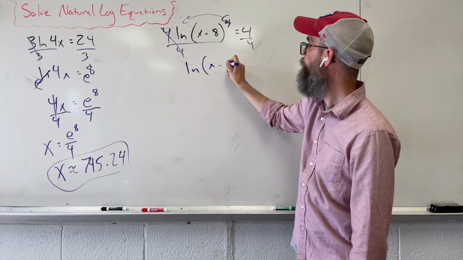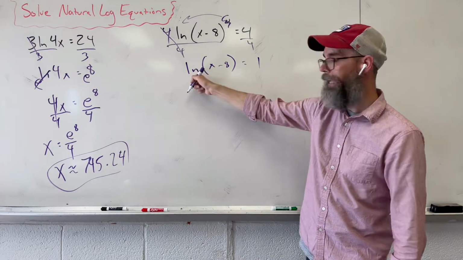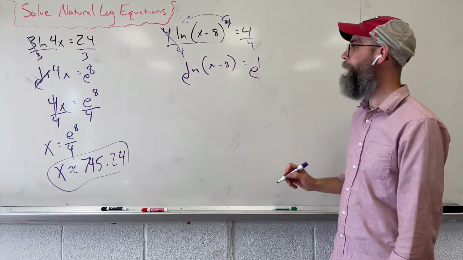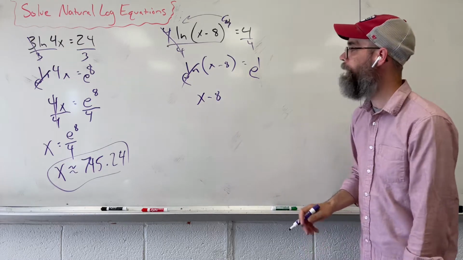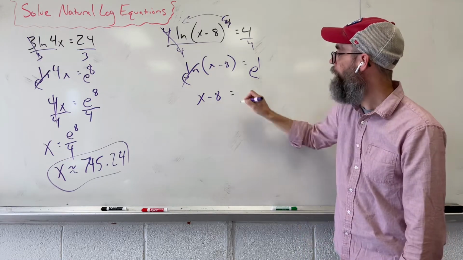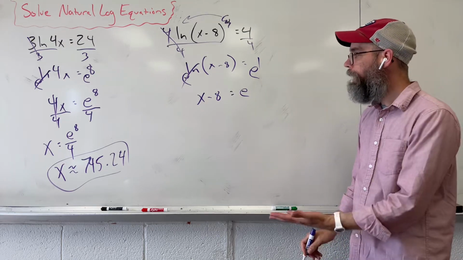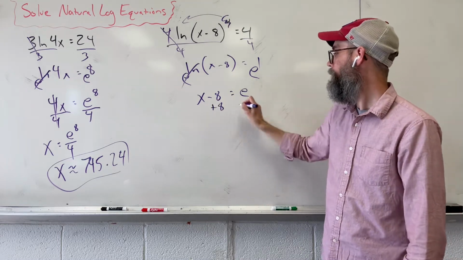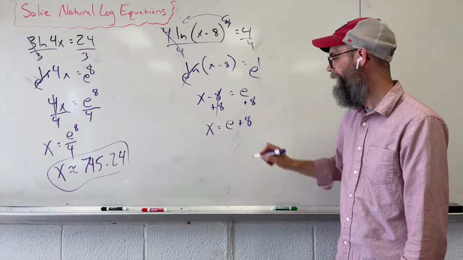ln of that parenthesis equals now 1. I want to cancel out or do the inverse of that natural log, so we raise everything to the e power. These guys cancel out, leaving you with just x minus 8. No longer need those parentheses. Nothing's holding it together. On the other side, anything being raised to the first power is just itself. Okay, x is almost there. We have subtraction. Let's add 8 to both sides. x equals e plus 8.